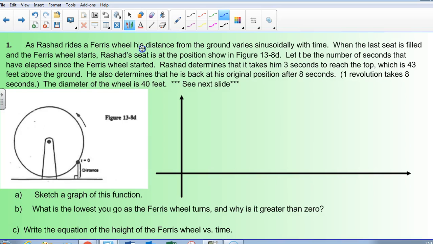As Rashad rides a Ferris wheel, his distance from the ground varies sinusoidally with time. When the last seat is filled and the Ferris wheel starts turning, his seat is at this bizarre position down here. Not very helpful, okay? But he determines that it takes him 3 seconds and then he's at the top, which is 43 feet above the ground. So what can I put on my graph over here?